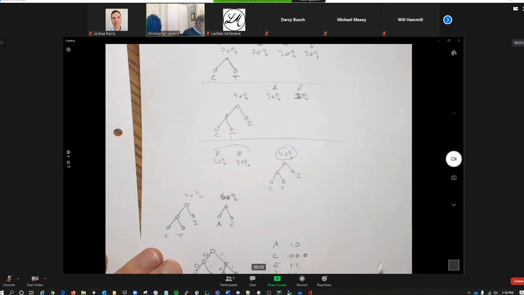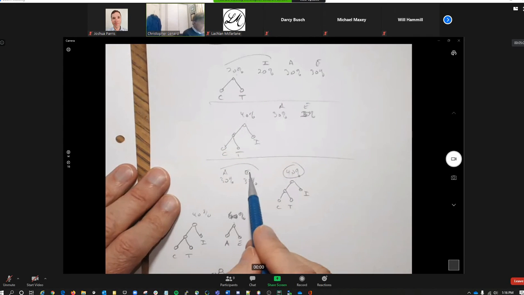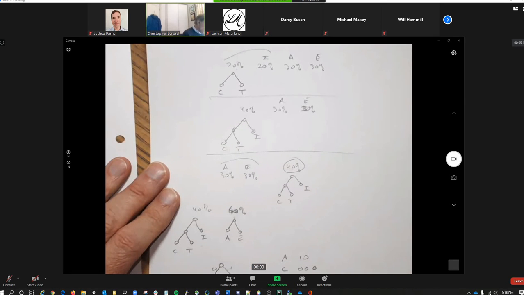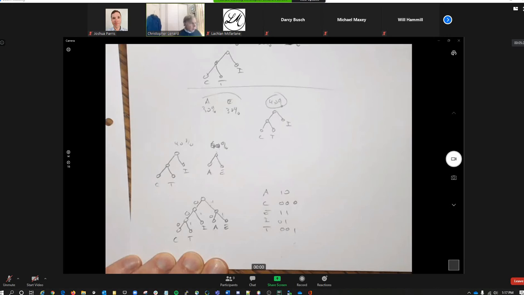So you would have gotten slightly different things if instead of having A and E in this order, you had B and A. So that would have been swapped around. So E would have been here and A would have been there. So in that case, A would have been 1, 1 and E would have been 1, 0. So that would have been an equivalent code.